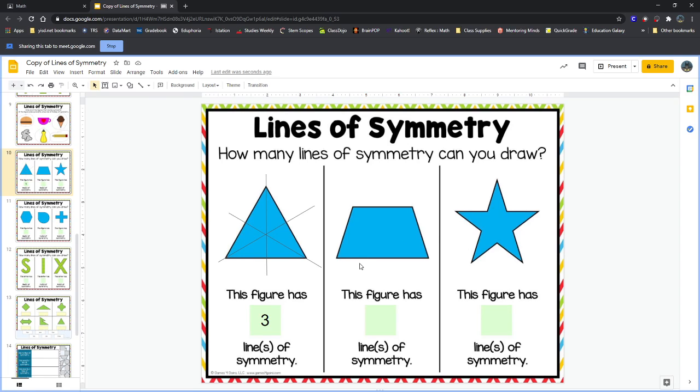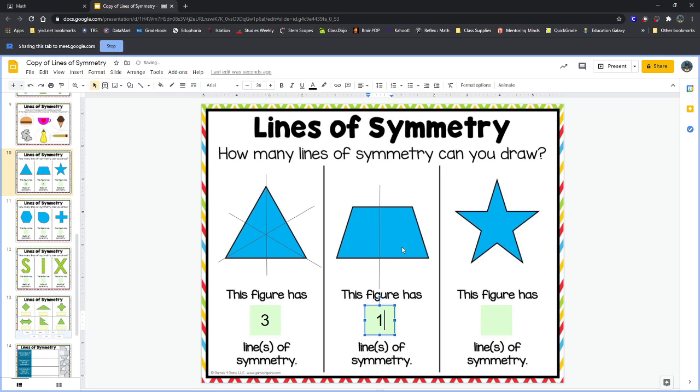The next one is my trapezoid. My trapezoid has some lines of symmetry, or really I should say it has a line of symmetry. My trapezoid, unfortunately, only has one, because the top side is not as big as the bottom side. So if I try to draw a line horizontally, the bottom side will be too big for the top side. They wouldn't be congruent. So my trapezoid only has 1. Oh, sorry, I put 2. Oops, 1.